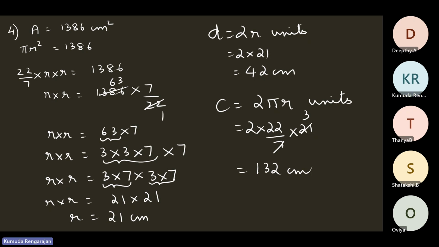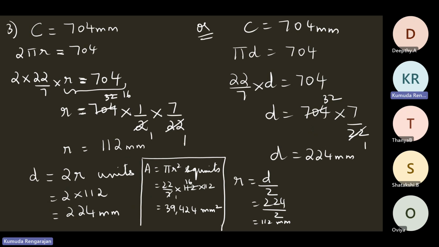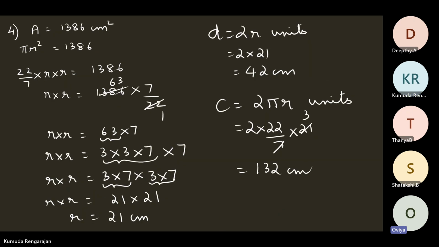Yes, Ovia? Ma'am, can you take a photo of the third one and send it to me, ma'am? Sure. Ma'am, you have given two types of working, right? Yeah, I'm sharing the picture. I've sent it already. Okay, ma'am. My mother had to go for her work, so she had to take her phone, ma'am. No problem. Yeah, I already shared.